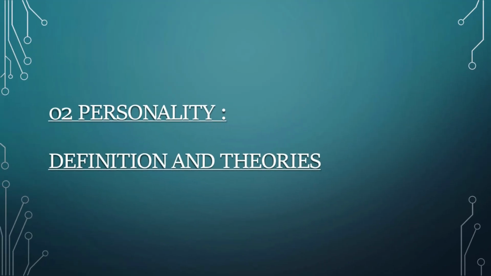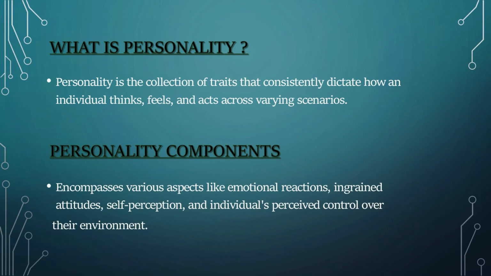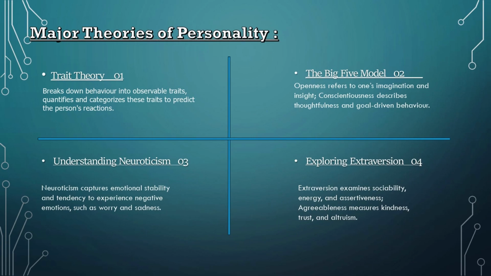So in the second point, we are discussing personality, the definition and major theories of personality. What is personality and what are the components of personality? Personality is the collection of traits that consistently dictate how an individual thinks, feels and acts across varying scenarios. Also, what are the components of personality? It encompasses various aspects like emotional reactions, ingrained attitudes, self perceptions, and individuals' perceived control over their environment. So, these are some components.